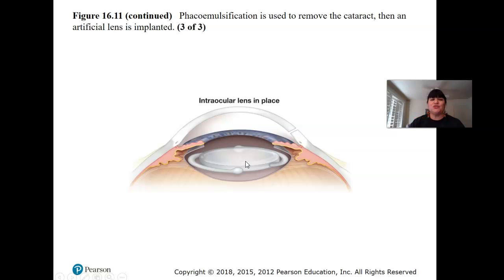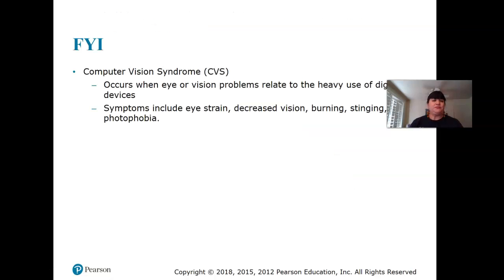It's just a very strange thought to think that someone's doing surgery on the eye. But you have to remember, before this surgery, people actually went blind from cataracts. Now with this surgery, people can restore their vision. So it's pretty revolutionary.